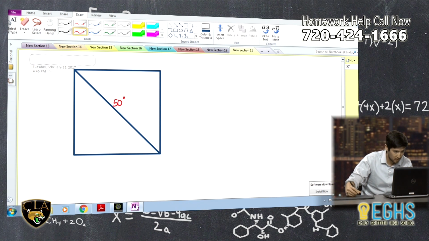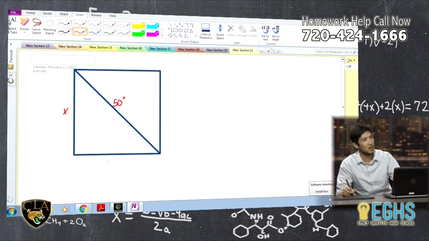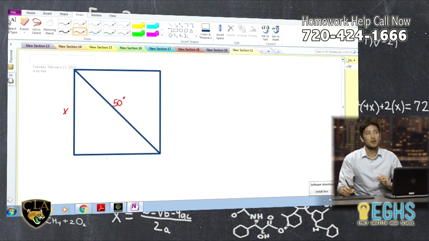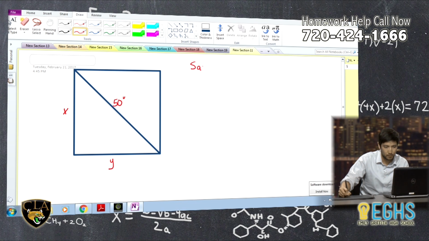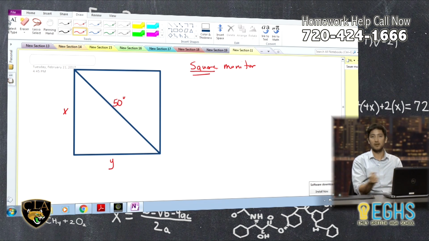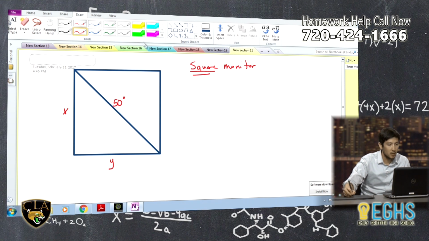We wanted the perimeter, right? So we want to know this, and it's a square. Yes, it is a square monitor. An important thing to note is that I latched onto the word square, because without it you would not be able to figure out the perimeter, or at least not in a very easy way. Maybe there is a way that I'm not thinking of right now.